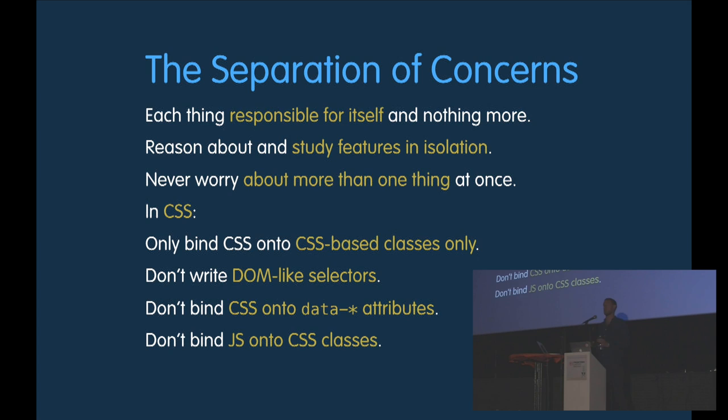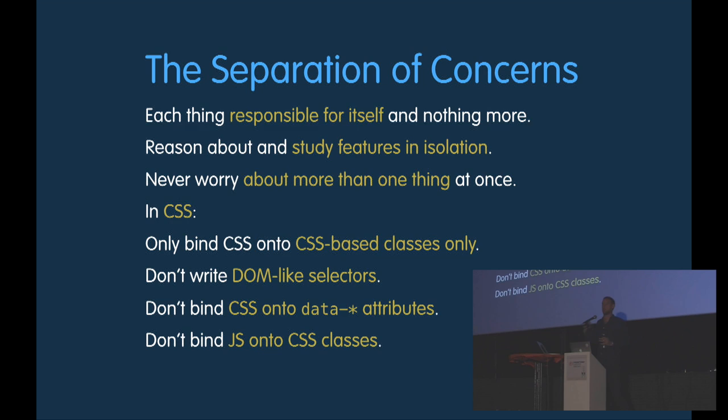It gives us confidence when modifying code, because it means that we can work on one aspect of it without having to worry about affecting anything else by accident. Again, we'll look at some more examples of this. In CSS, simple examples would be: only bind CSS onto CSS-based classes. Don't write any CSS against a js- class, for example. That's a JavaScript hook. It shouldn't exist in a style sheet.